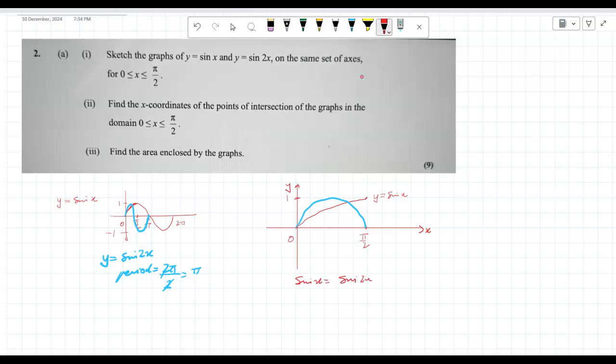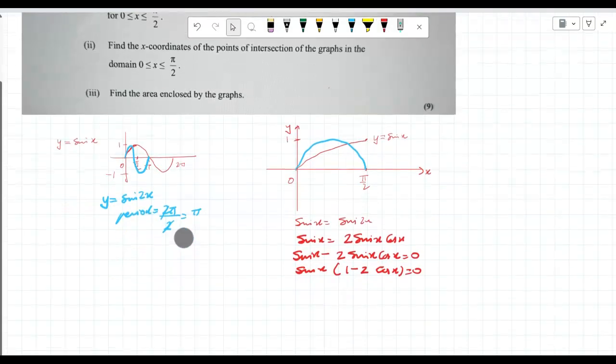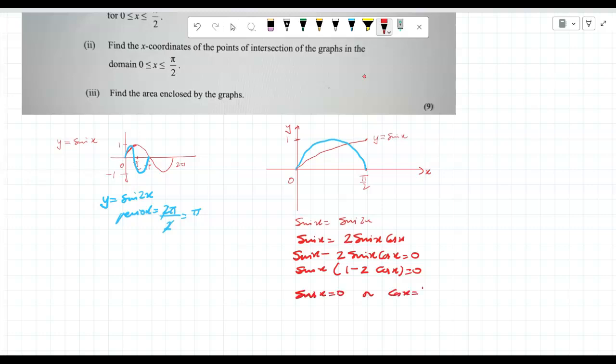And when you have sin 2x, you use that identity. So sin 2x is 2 sin x cos x. Then cancel out sin x? No, don't cancel out, you lose a solution. Get all terms on one side, factorize. Sin x times (1 minus 2 cos x) is equal to 0. So sin x is equal to 0, so x is equal to 0, or cos x is equal to half. x is equal to 0 is the only solution in this domain, because the other is coming as pi, which is out of domain.